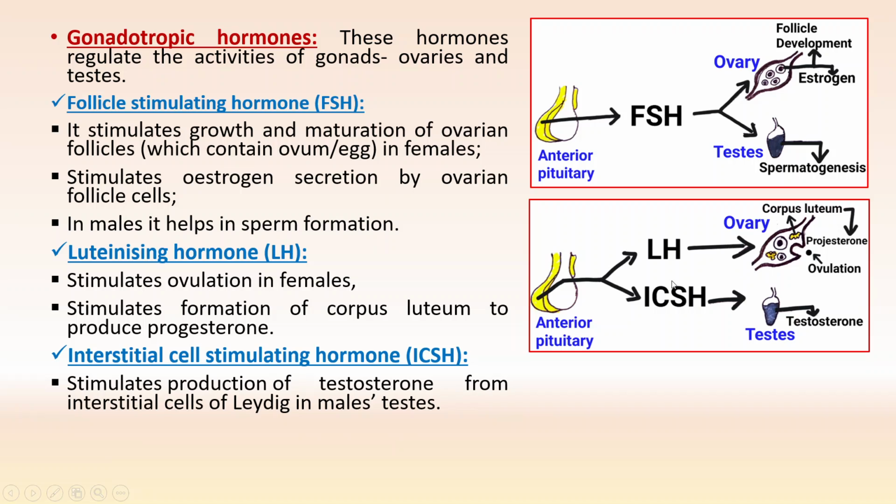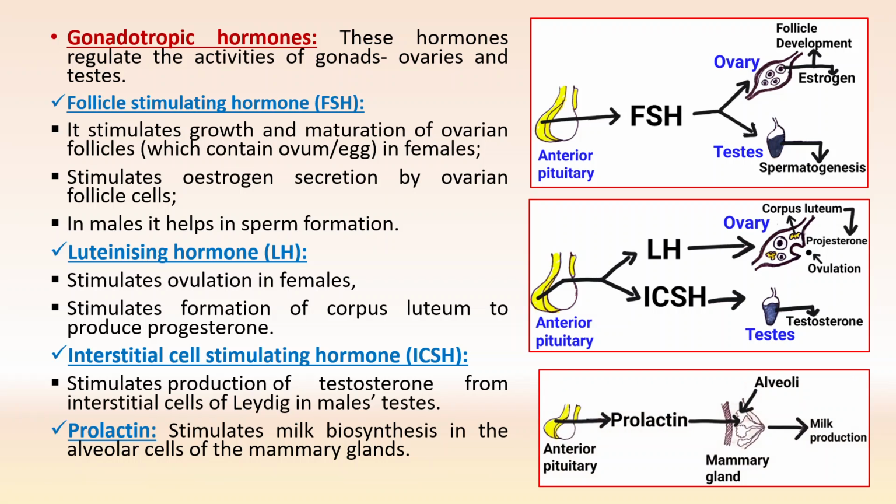In the case of males, ICSH causes the interstitial cells of Leydig of the testes to secrete testosterone, whereas prolactin signals the alveolar cells of the mammary gland to produce milk and store it in the alveoli. See, these cloud-like structures are the alveolar cells of the mammary gland.